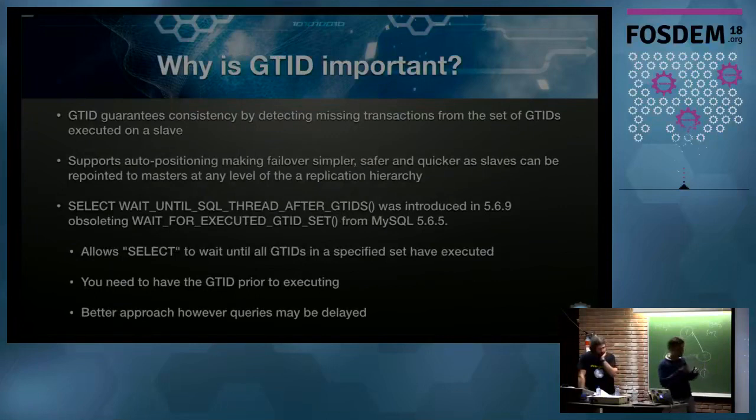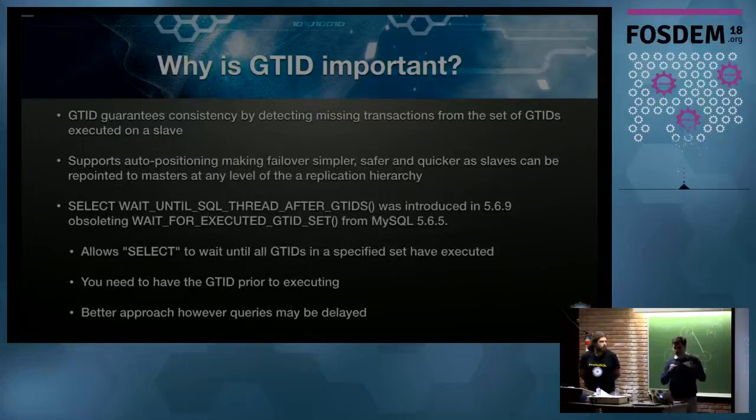So why is GTID important for us? Essentially, this gives us the ability to detect which transactions have been executed and have not been executed. It allows auto-positioning, so we can just restructure our master-slave topology as we wish. And starting from 5.6.5 and later in 5.6.9, variables were introduced so that we could actually delay our selects on a slave and wait for a certain GTID position to be reached before executing the statement.